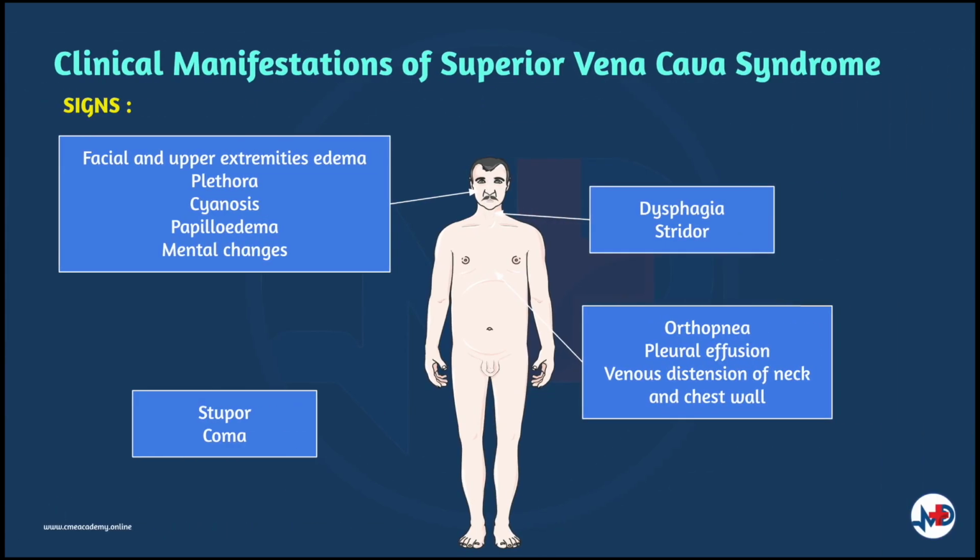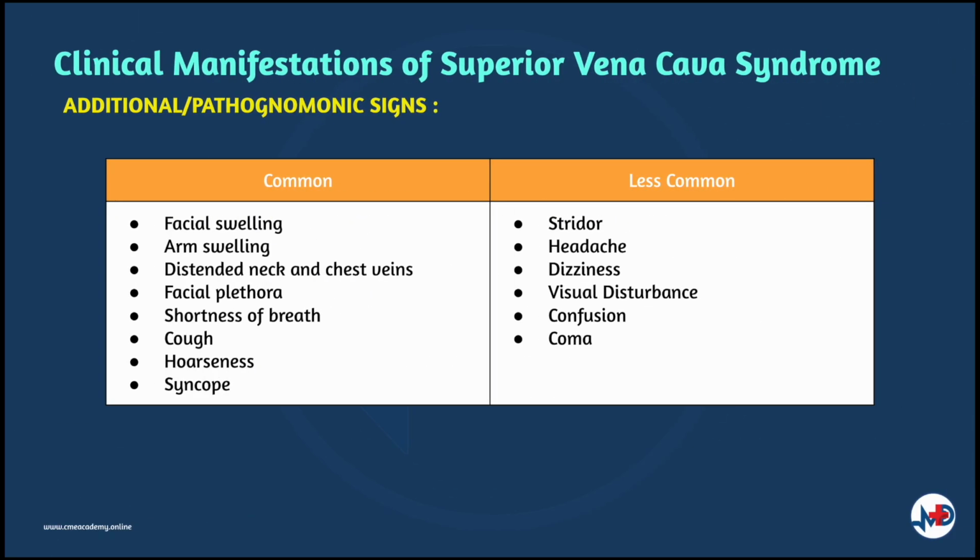The signs of SVC syndrome are dysphagia, orthopnea, stridor, pleural effusions, venous distension of the neck and chest wall, facial edema, upper extremity edema, mental changes, plethora, cyanosis, papilledema, stupor, and coma. This table depicts the presenting symptoms in SVC syndrome, which are common and also less common ones, which could take place in severe or higher gradings.